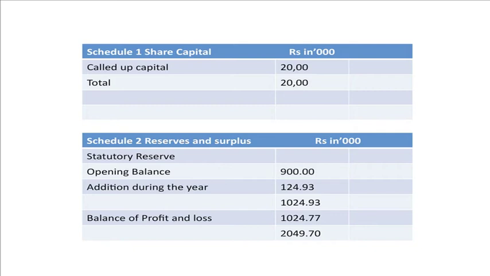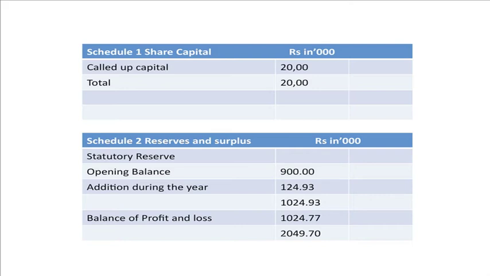So, we have prepared it in thousands. So, here it is written as 2000. Now, coming to schedule 2, reserves and surplus. Statutory reserves opening balance is given as 900. Addition during the year is 124.93. It is 25% of the annual profit which we have appropriated from the P&L account. So, we have added it up, it is 1024.93.